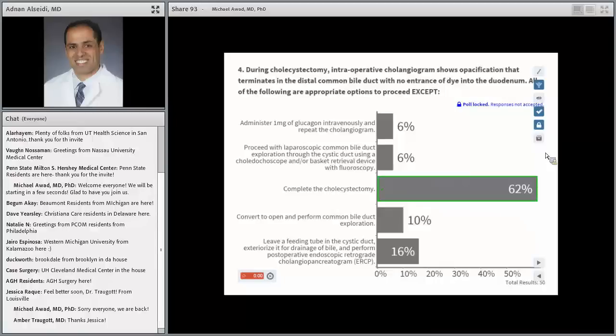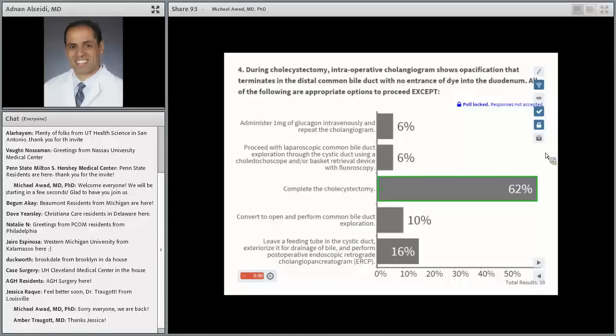Glucagon is easy, you can probably do that anywhere. If you're in a setting where you can do a laparoscopic common bile duct exploration, that is certainly an appropriate thing to do. If you're not and you're comfortable doing an open common bile duct exploration, that is also an appropriate thing to do.